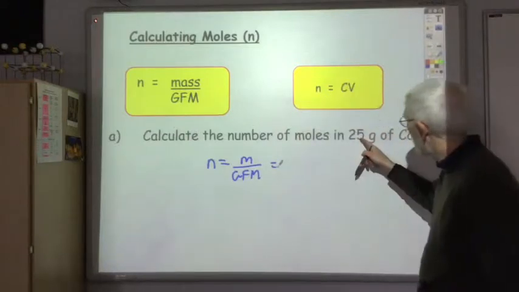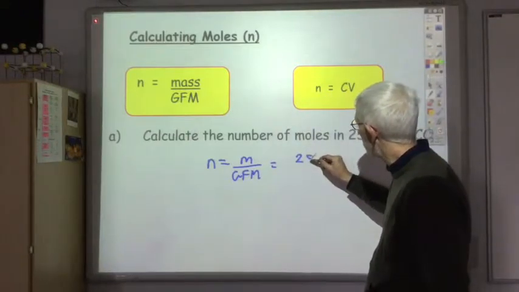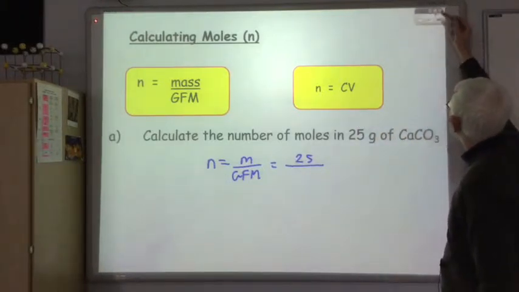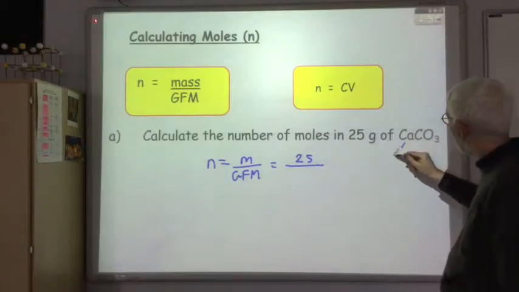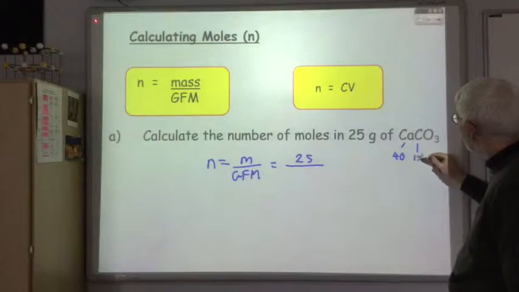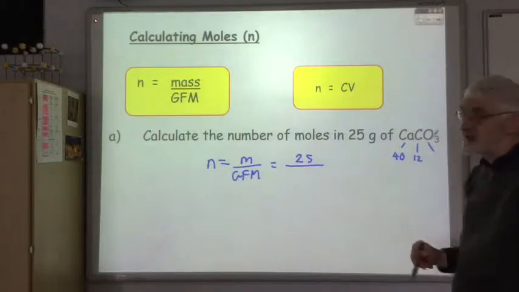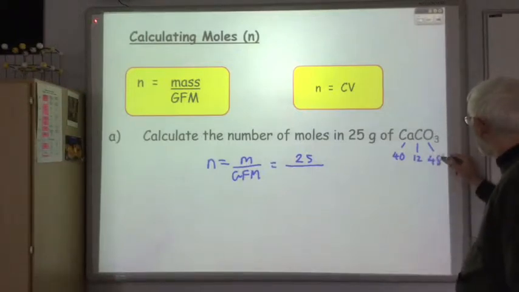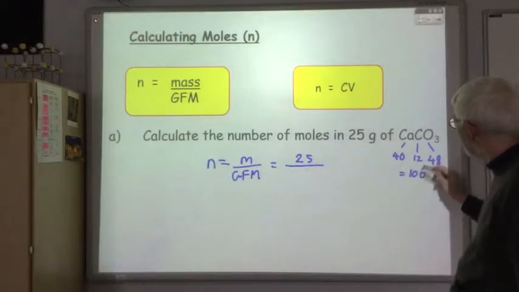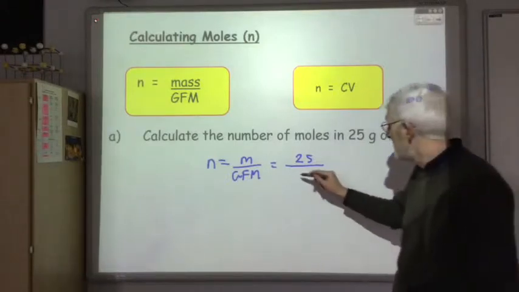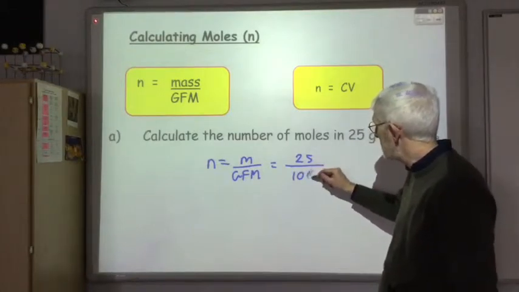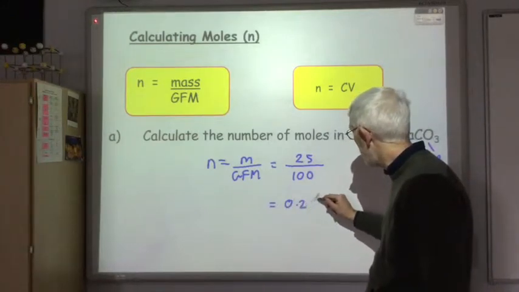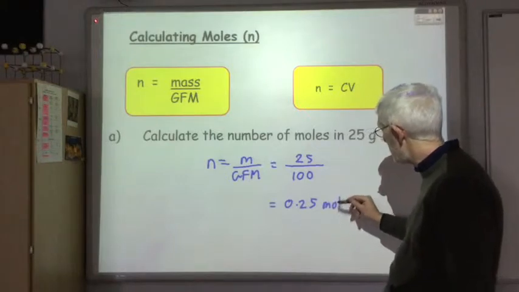So it tells you we've got 25 grams of calcium carbonate. So we need to work out the gram formula mass of calcium carbonate. Calcium weighs 40, carbon weighs 12, and we've got three oxygens, each weighing 16, so that comes to 48. So we add that all together, that comes to 100. So the gram formula mass of calcium carbonate is 100. So we've got less than a mole, we've only got 25 grams. So 25 grams divided by 100 is 0.25, and the units is mol.